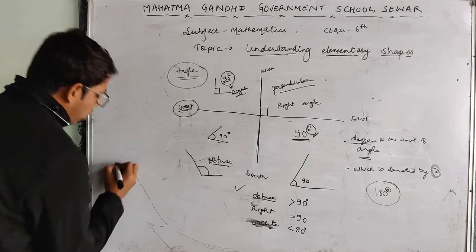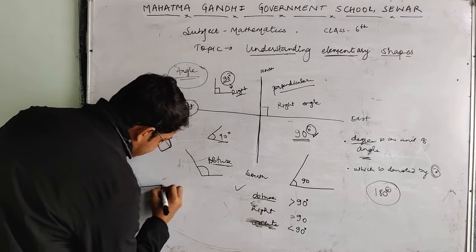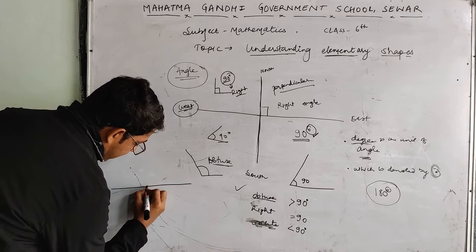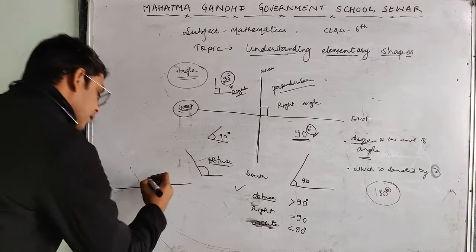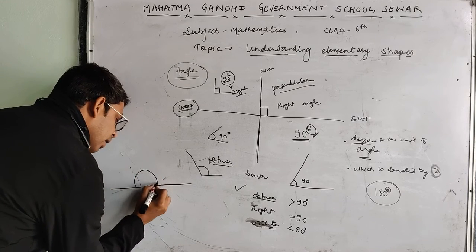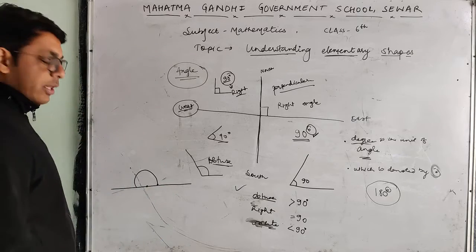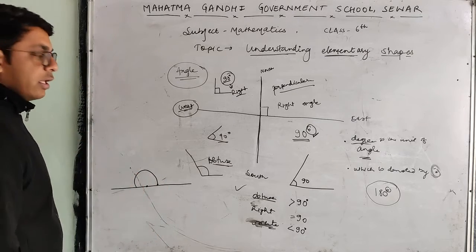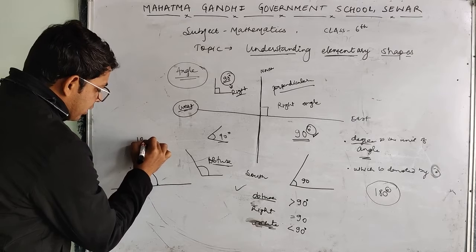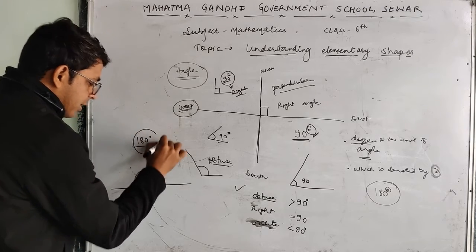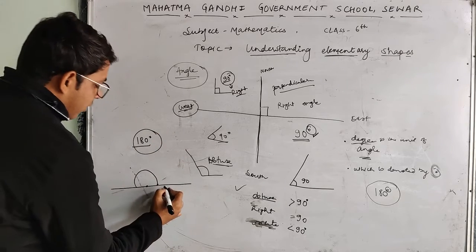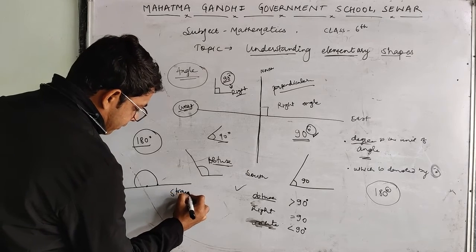If I talk about certain angles like this, and I place a middle line here. If I draw an arc and ask what will be the measurement of this angle, this will be called a straight angle, or 180 degrees. What do we call it? A straight angle.